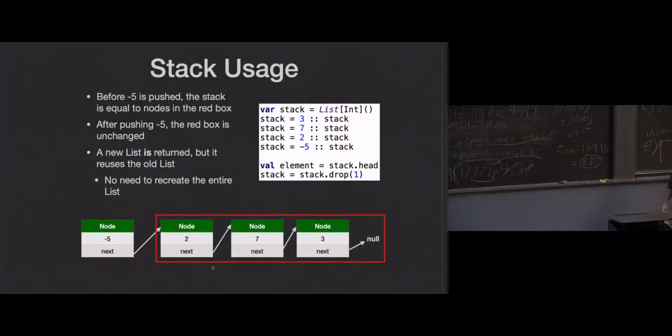But this is why we have to reassign our stack. Stack has to be reassigned because underneath the hood, this is calling a constructor and doing all that goodness that we do in our code. Scala syntax hides all that from us. But we're creating a brand new node with -5 and next pointing to this one, and then we're updating stack to refer to this node instead of this node. The original list didn't change. Beautiful thing. Very efficient. Very fast.